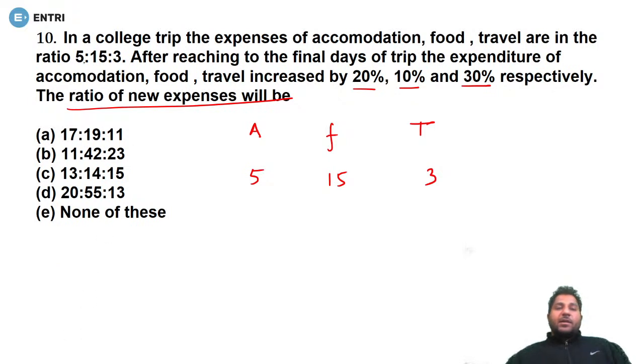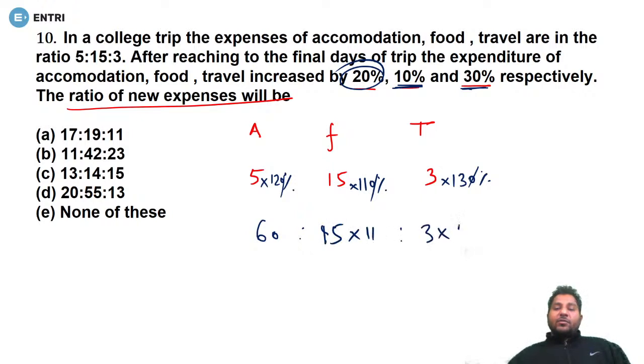Okay, look at this. 5, 15 and 3 were the expenses of accommodation, food and travel. If accommodation has increased 20%, that means it will become 120%. If food has increased 10%, it will become 110%, and travel 30%, that means 130%. Okay, so the percent sign and this zero will be eliminated. So 6 times 5 is 30, 15 into 11 and 3 into 13. So 3, 5 and 20. That means 20, 33 and 13.